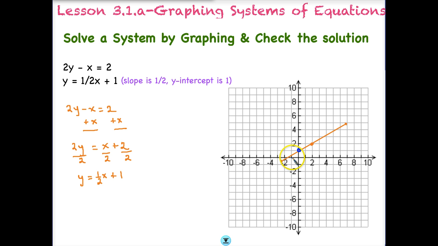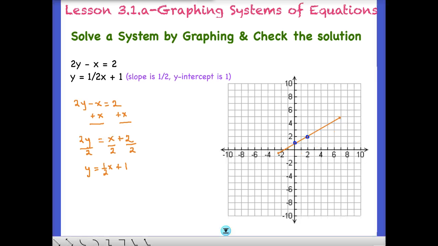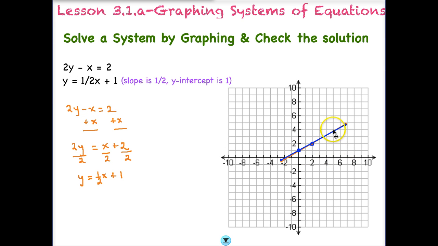My slope is the same. It's up 1 and over 2. So look what we have here. We have two lines that are on top of each other. We know that when this happens, we have the same line, and we have an infinite number of solutions. So that means any point on this line will work in any of these equations.